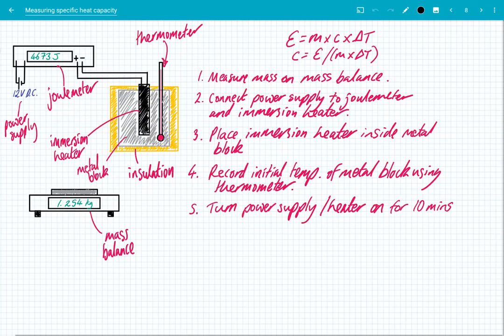The next step is that you turn your power supply on. So this provides electrical energy and it passes through the joule meter and it goes into the immersion heater, which converts the electrical energy into thermal energy. And then that heats up the metal block. I'm going to say turn the power supply and the heater on for about 10 minutes, but it can take longer. You just need to leave it for as long as it takes to get a sensible, reasonable temperature change that you're able to measure easily.